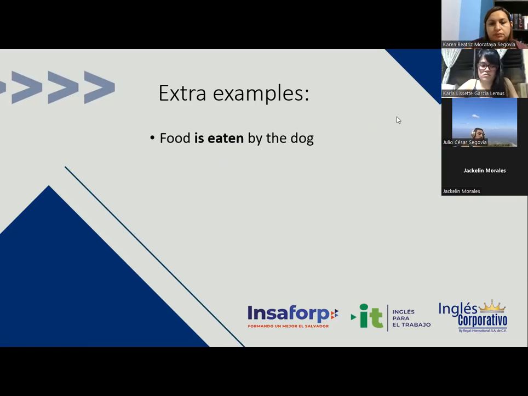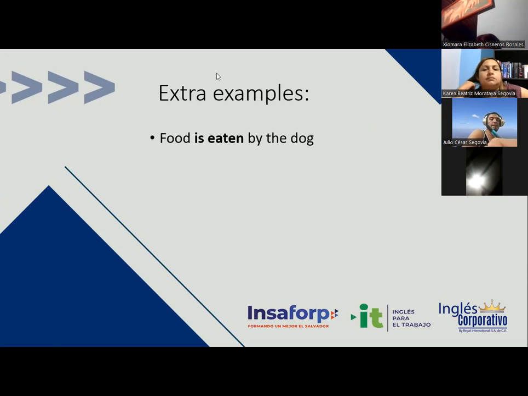Look at this. Carla, help me read this example, please. Eaten by the dog. By the dog. Okay, very good.